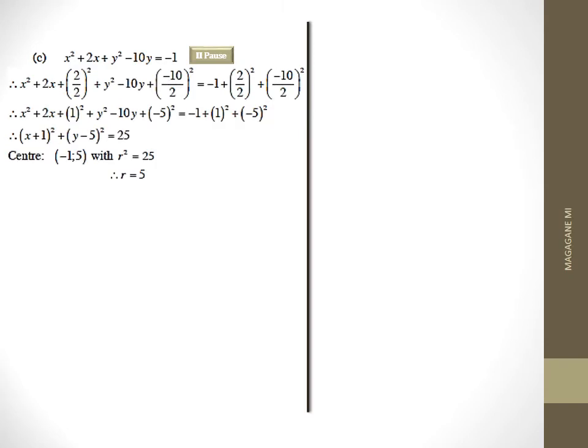Now, here's the answer. We'll have x squared plus 2x plus 2 over 2, which is 1 squared, plus y squared minus 10y plus minus 10 over 2 all squared, which is minus 5 squared. Then we must add them to the left and to the right. Then from there, we'll have x plus 1 all squared plus y minus 5 all squared equals 25. Our center will be minus 1, 5. So don't forget to change the sign. And then our radius: r squared equals 25, so r equals 5.